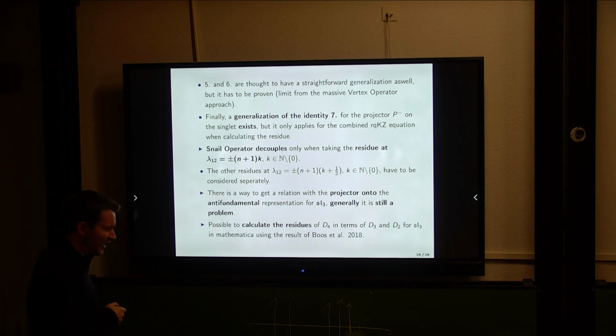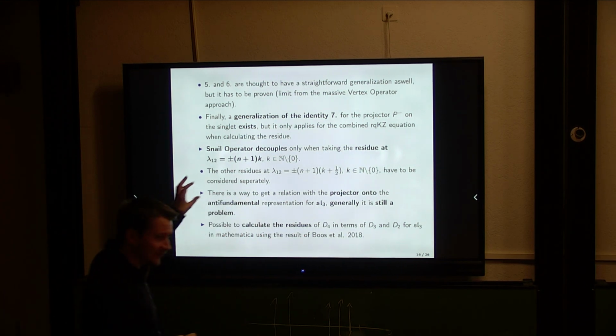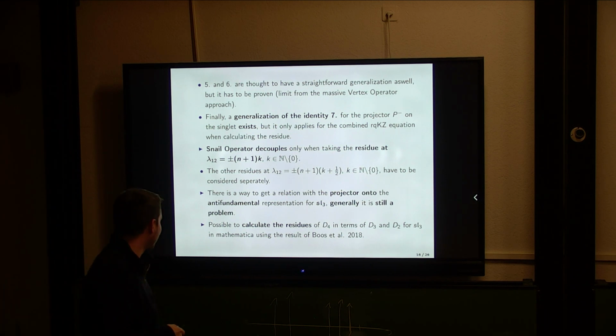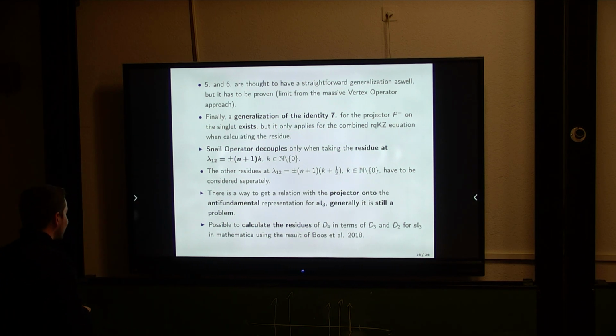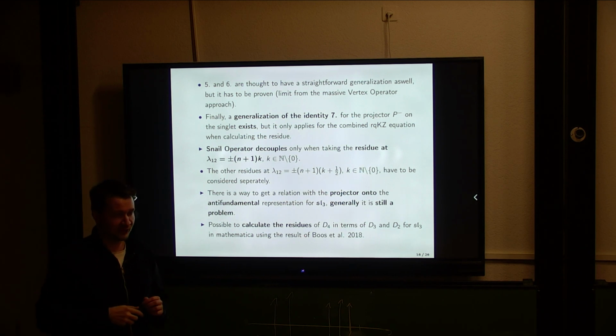And then, as you have seen, we need some kind of property 7, which was the projector property, so that we can do this Smirnov construction again. Actually, this kind of property exists, but it only applies to one of these two parts of the RQKZ. For the other part, we have to think of maybe another solution.